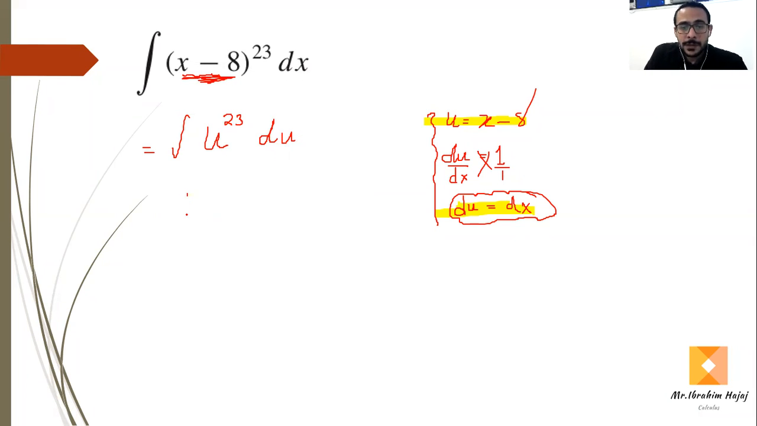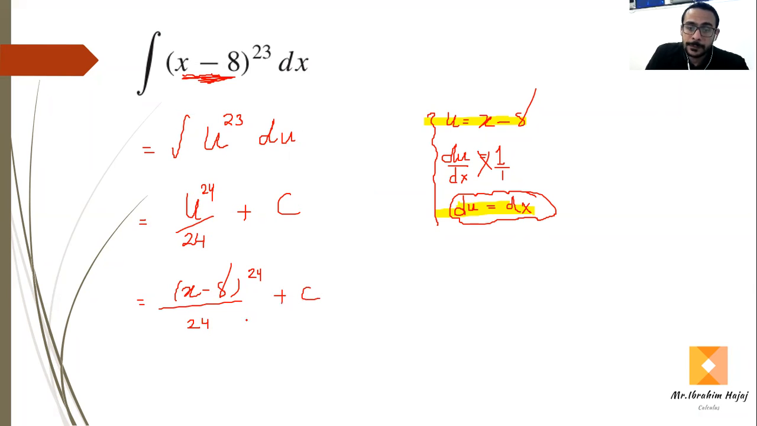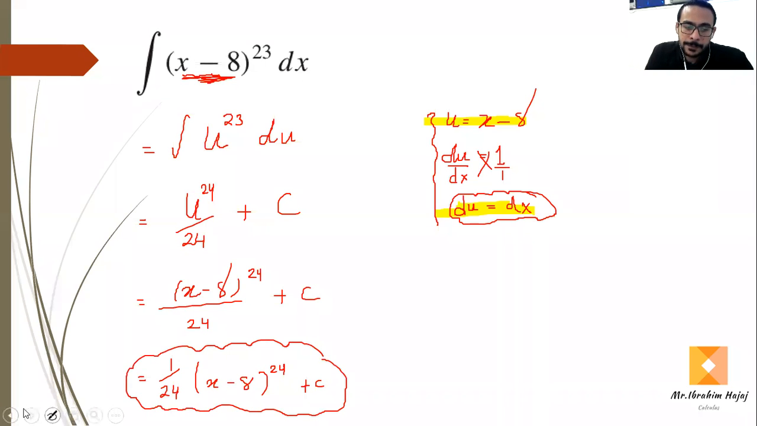Next is to add 1 to the exponent and divide by it: 1 over 24 times x minus 8 to the power of 24, plus c. It returns to what it was, x minus 8 to the power of 24 over 24 times 1 plus c times 1, which gives us the same thing. So my final answer is 1 over 24 times x minus 8 to the power of 24, plus c. This is my final step.